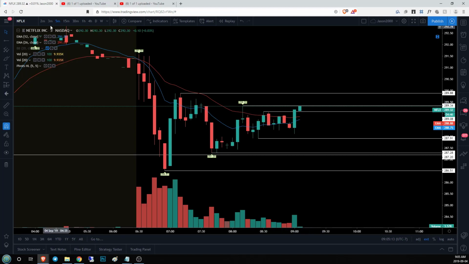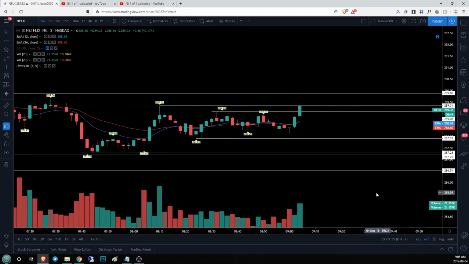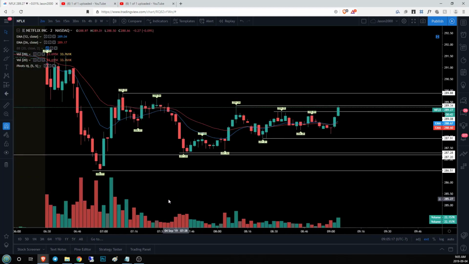Good uptick in volume. If we go to our 2-minute time frame, this is when it gets interesting. You can see the slow decline of volume, but overall the bullish volume is slightly more substantial once we get into the EQ, and then you get this nice uptick right here. So if bulls can get over 289.34, they're going to be in good shape.